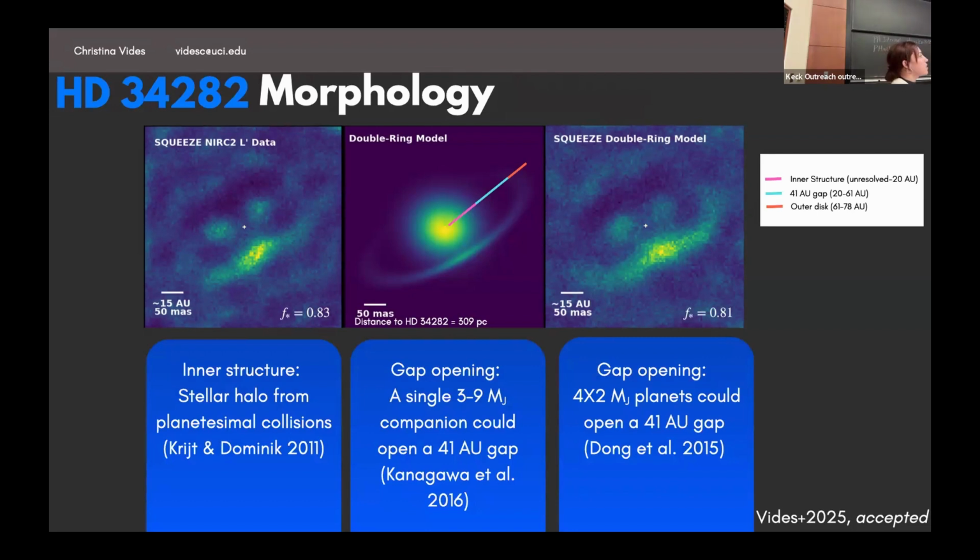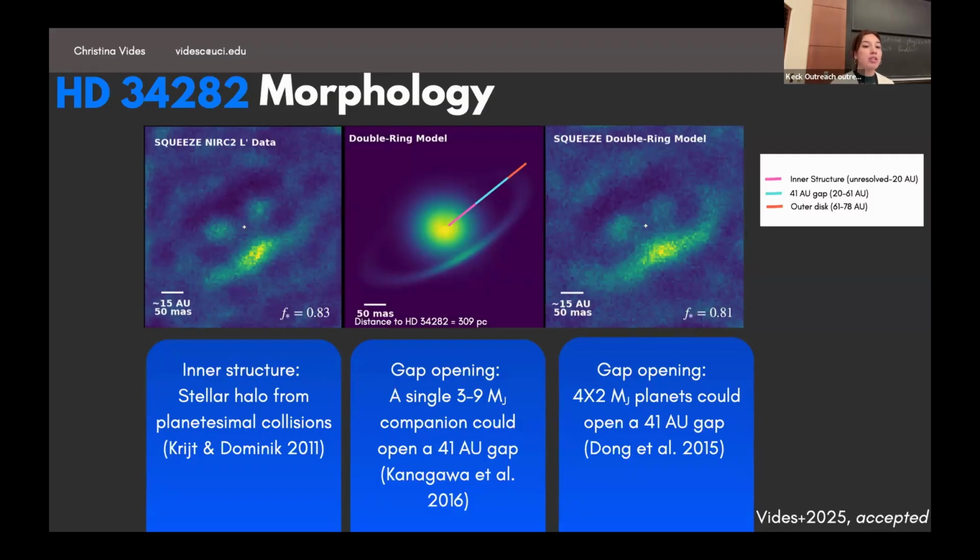So for the physical interpretation of this disk, we find an inner structure where we do not resolve the inner edge, but we resolve the outer edge at about 20 AU, and this is a spherical brightness distribution, or a spherical distribution of possibly diffuse material. And then we resolve the outer disk from about 61 to 78 AU. And we find a 41 AU gap between the two components.